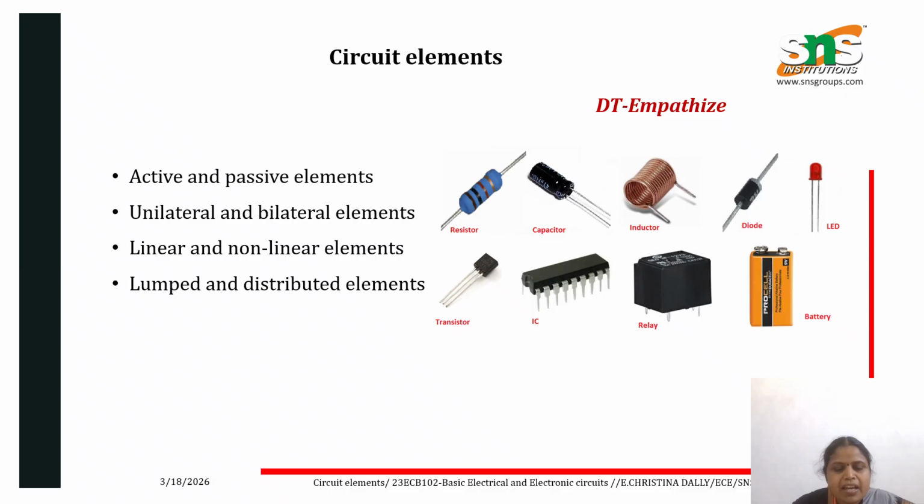For example, we are going to take some electronic components. Suppose we take the resistor, capacitor, inductor or diode, LED, that is light emitting diode, a relay or battery, whatever it may be. These are all the components that come under the active or passive elements, unilateral and bilateral, linear, non-linear, lumped and distributed elements.